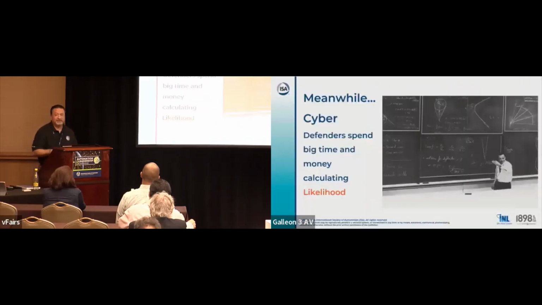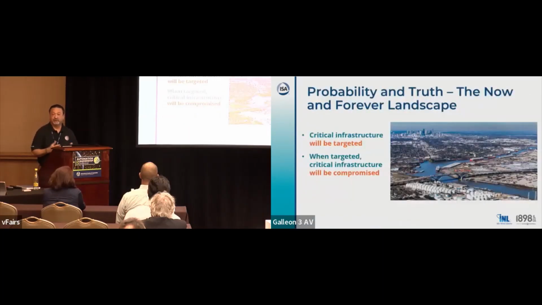So the key piece here is that if you're a fan of Feynman, you can go through a lot of complex math, right? And cyber defenders spend a lot of time and money on technology, on monitoring, and doing all these things just to try to calculate likelihood. And the fact of the matter is that here's the probability and truth: critical infrastructure will be targeted. We know that, we've seen that. And when targeted, it will be compromised.